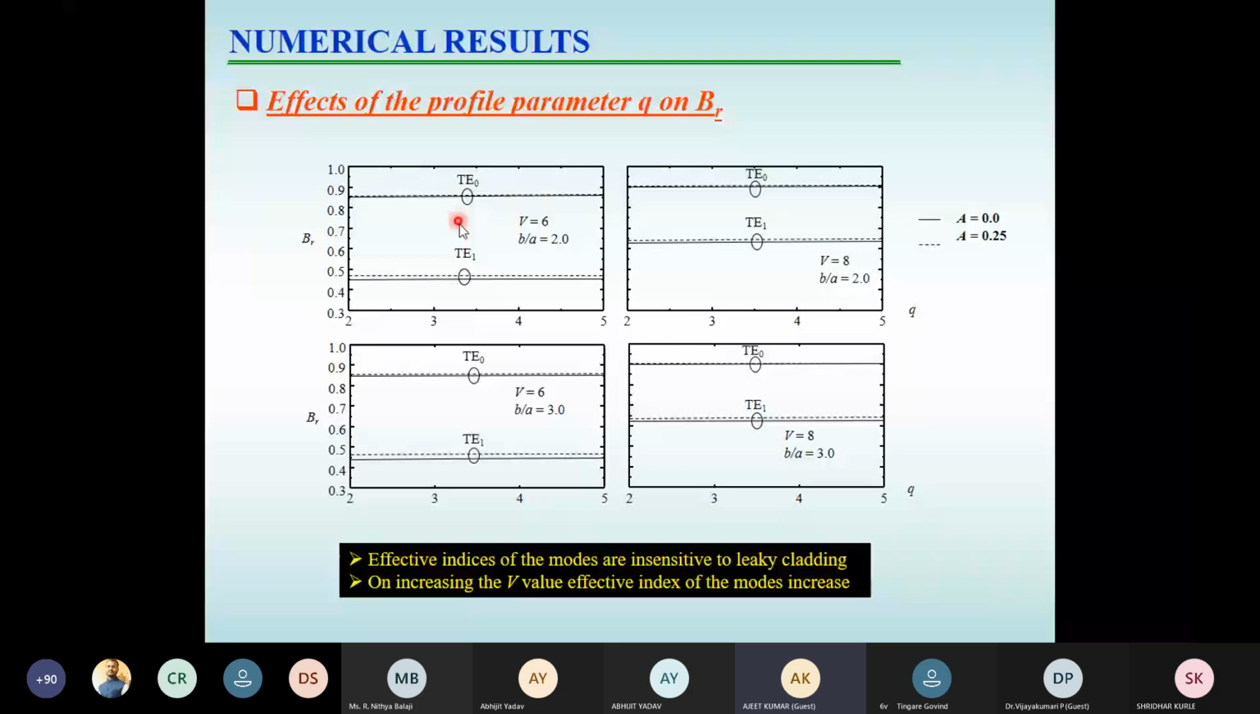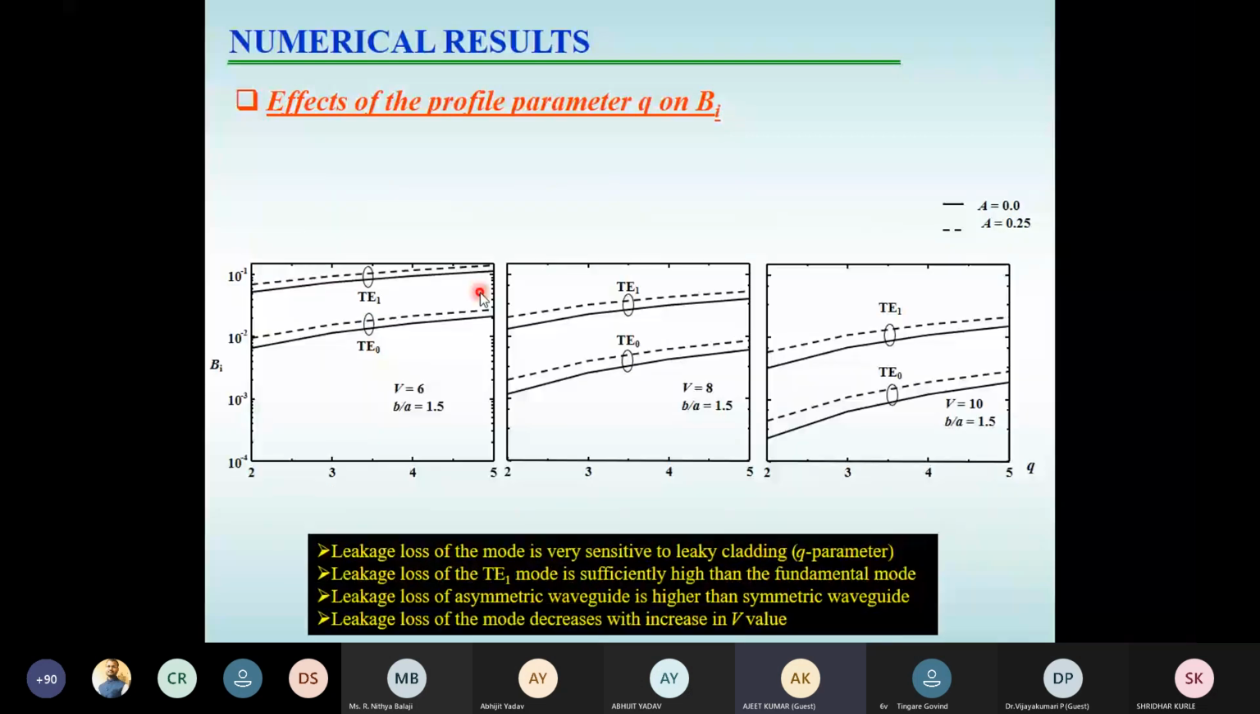The very important point is about the effect on the leakage loss. This BI gives you the information about the leakage loss. So we have seen that this Q profile is going to control the leakage loss of the structure. It has been calculated for 3 different values of normalized frequency parameter: 6, 8, and 10. If you focus on one particular figure here, you can see that as you increase the Q value, meaning the profile parameter, the loss is increasing. The loss of both modes is increasing continuously.